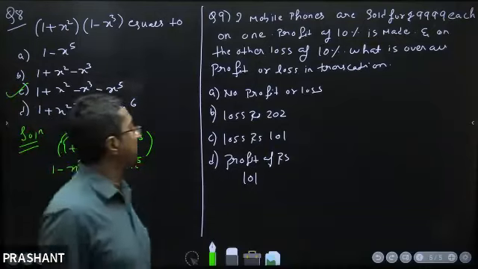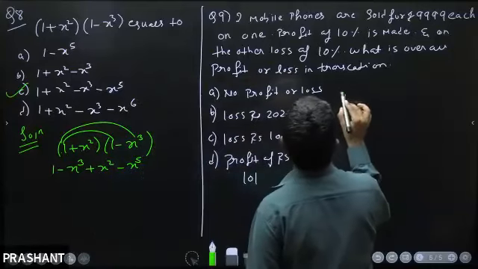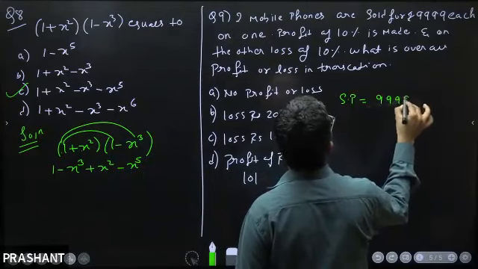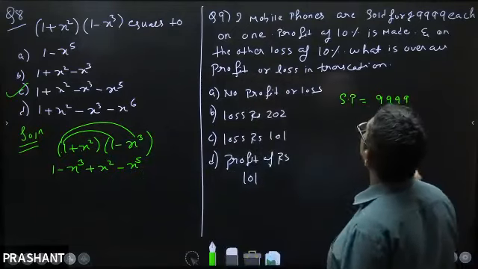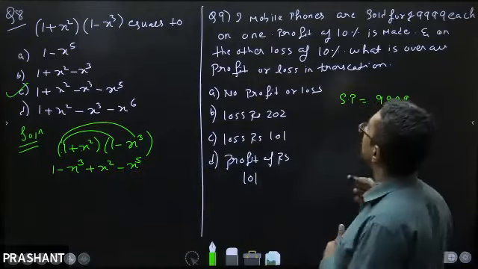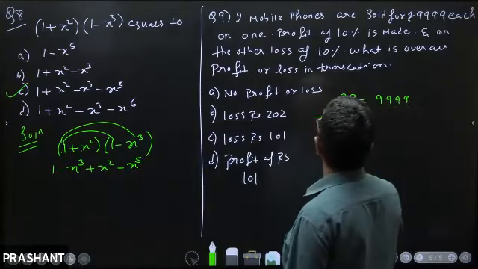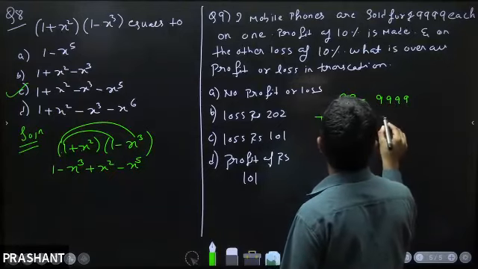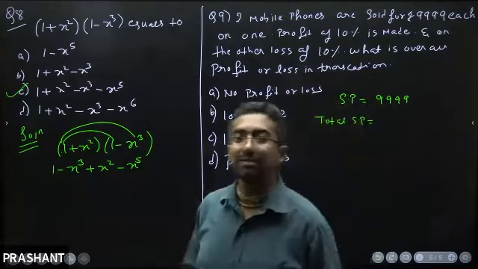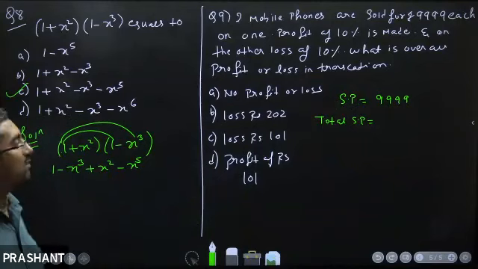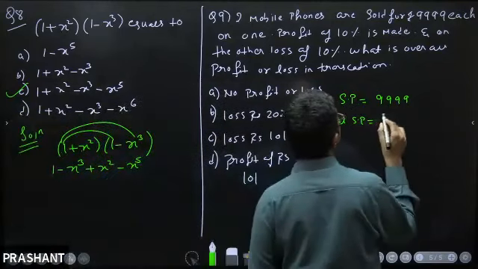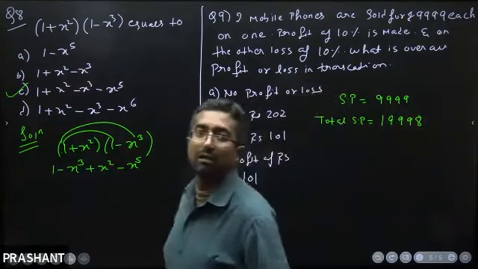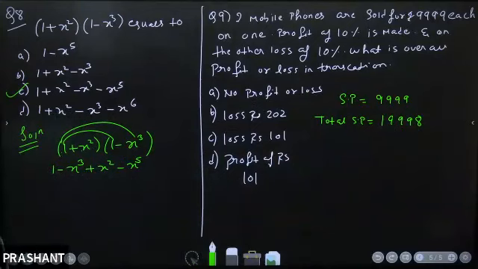So basically we have been given the selling price. तो सेलिंग प्राइस कितना दिया है? 9,999, ठीक है, दोनों फोन का, मतलब each phone. So when you total the selling price, कितना हो गया? Total selling price is 9,999 plus 9,999, that is कितना हो गया? 19,998, correct.